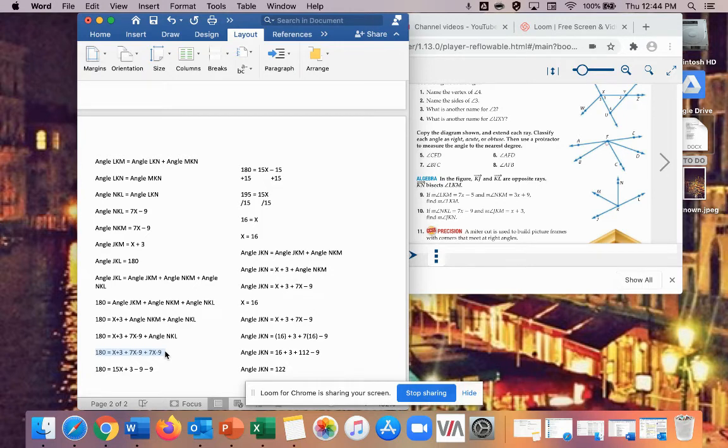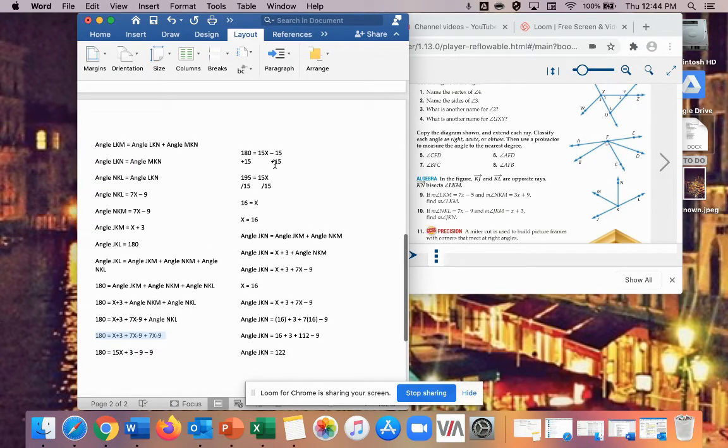Now, let's get all our x's together, and we end up getting 15x. So 180 equals 15x plus 3 minus 9 minus 9. Then the next thing we need to do is get our minuses and our pluses together. So we've got plus 3 minus 9 minus 9. You add them all together, you should get minus 15. So 180 equals 15x minus 15.